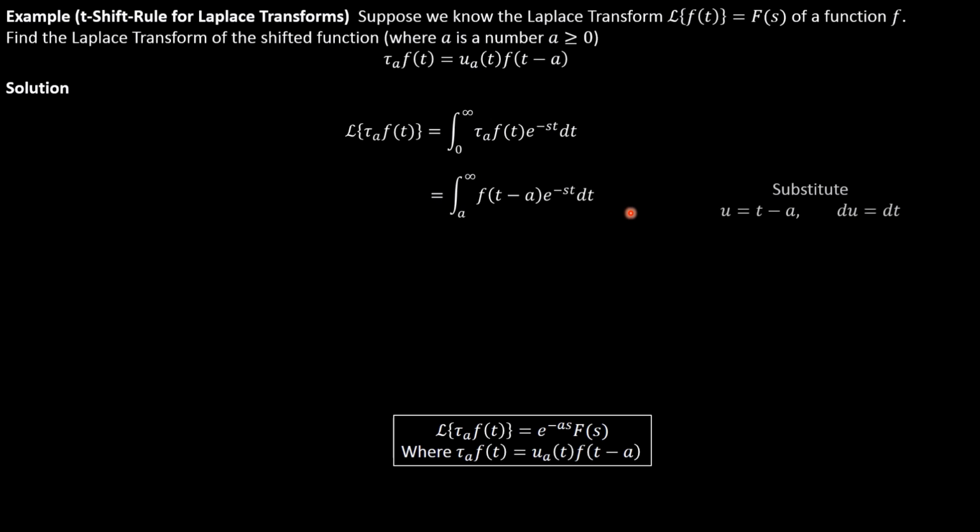But then, if we substitute u equals t minus a so that du equals dt, you end up with this, which you can rewrite as this using rules of exponents, bearing in mind that e to the minus as is a constant as far as this integral is concerned, so it can be taken out of the integral. So we're left with the integral from 0 to infinity, f of u, e to the minus su du, times this little thing here. But what's this whole integral? It's nothing else but the Laplace transform of f. So what we actually have is that the Laplace transform of the tau shifted function is this. And I've written that formula here.